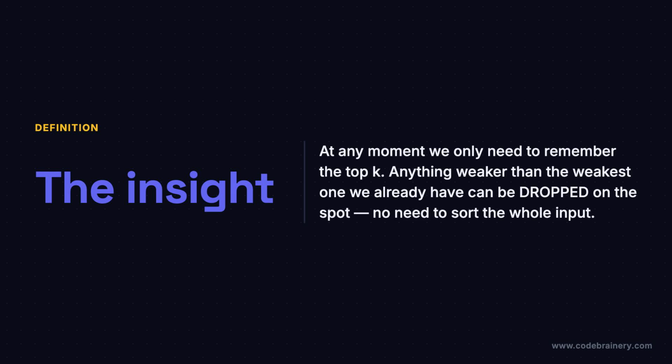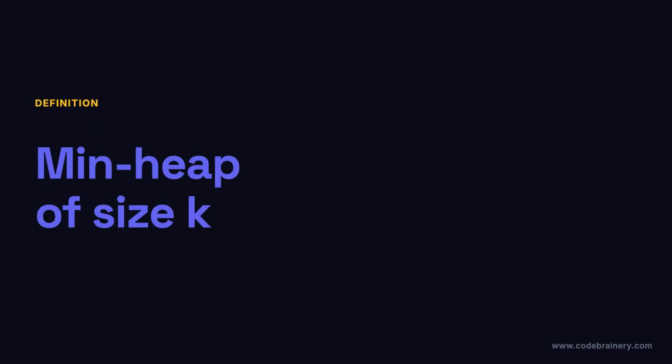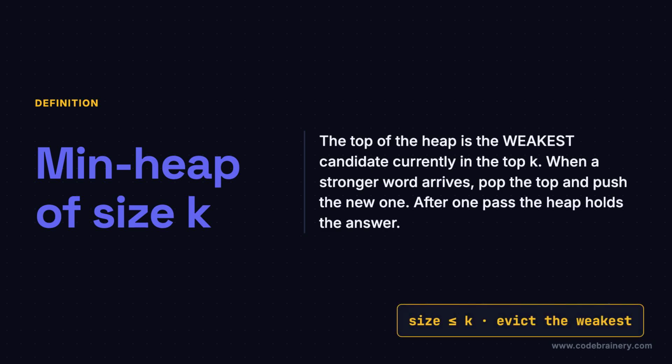Here is the insight. At any moment, we only need to remember the top k words seen so far. Anything weaker than the weakest one we already have can be dropped on the spot. We never need to sort the whole input. The structure that matches that idea is a min-heap of size k. The top of the heap is the weakest candidate currently in the top k. When a stronger word arrives, we evict the top and push the new one in. After one pass, the heap holds the answer.